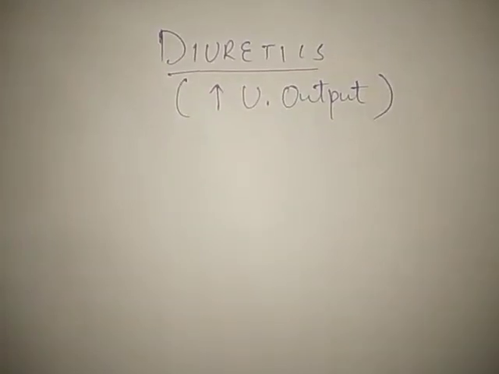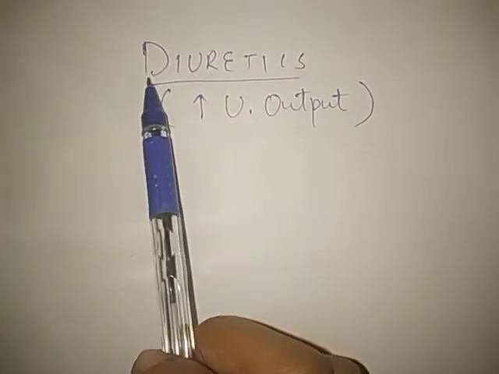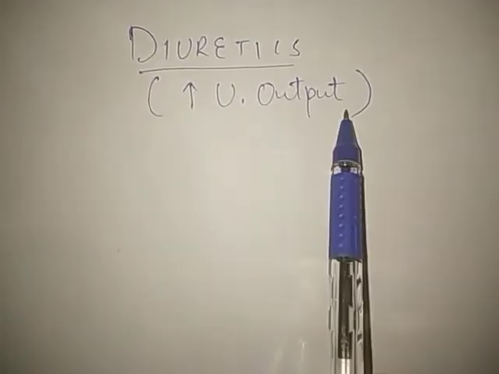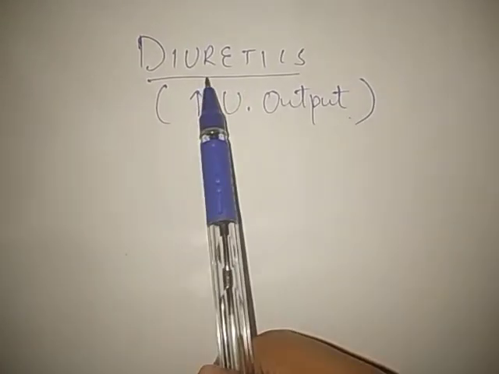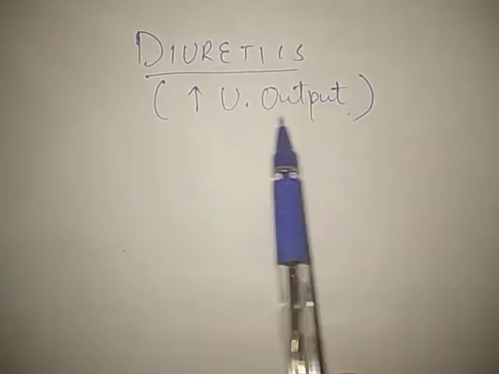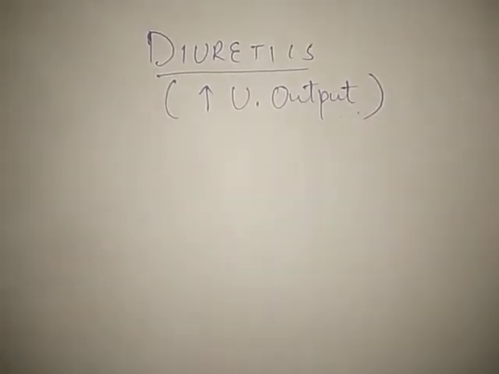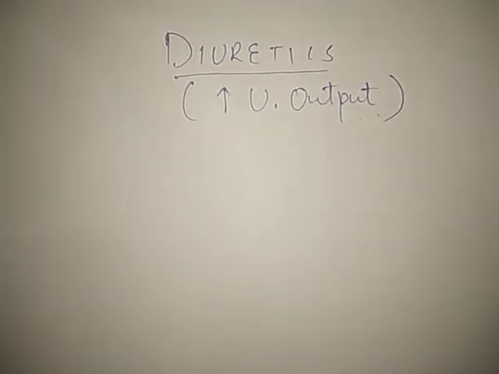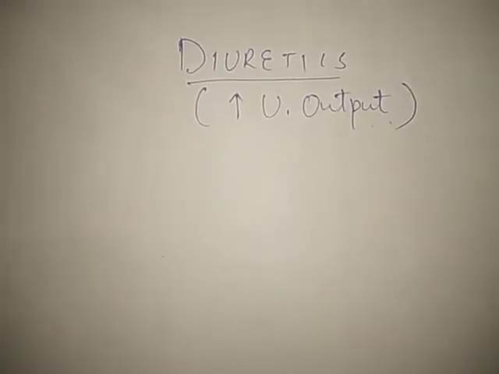Today we will discuss a very important topic, that is diuretics. What are diuretics? Diuretics are the group of drugs that increase our urine output. To understand the diuretics, we first need to understand how the nephron works. Nephron is basically the structure and function unit of the kidney.